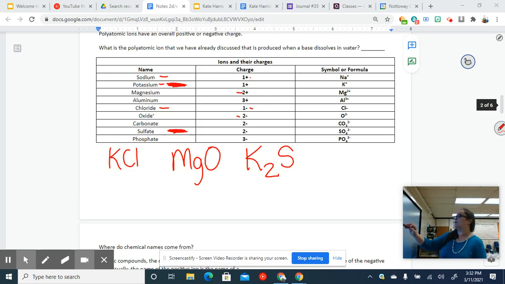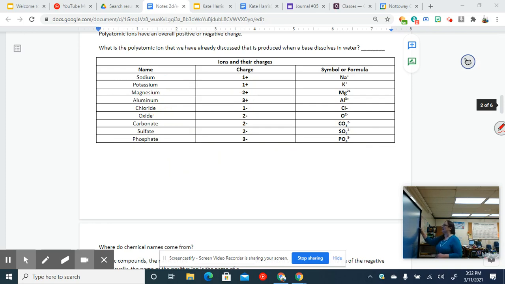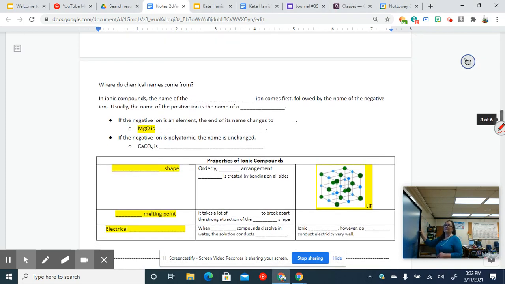So carbonate has a charge of negative 2. So if I want calcium carbonate, calcium is in family 2. It has 2 valence electrons. Carbonate has 2 as a negative. So calcium carbonate would be CaCO3 because carbonate itself is CO3. You don't really have to know any of those for the test. You can see it's not highlighted, but I did want to talk about it.